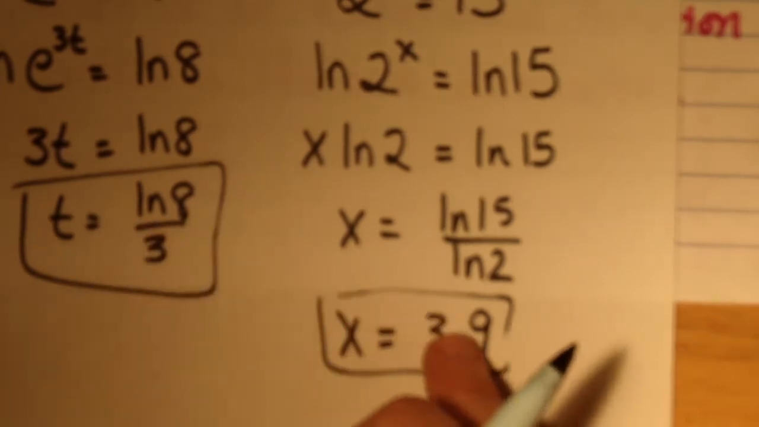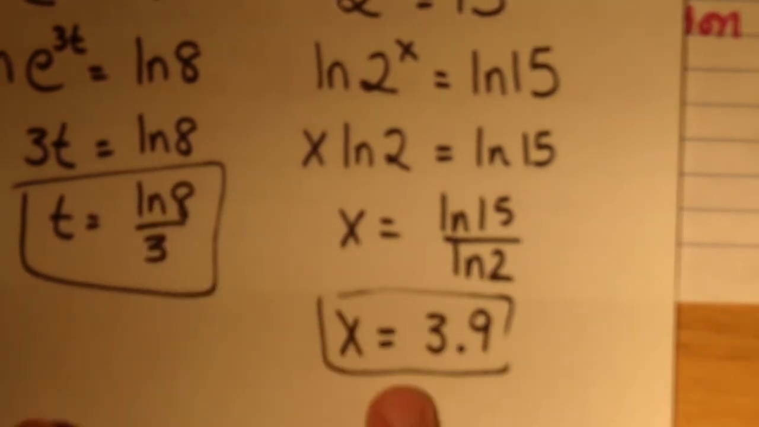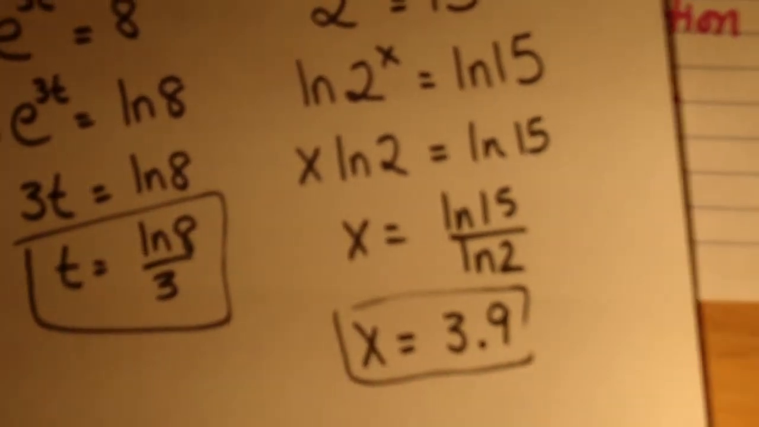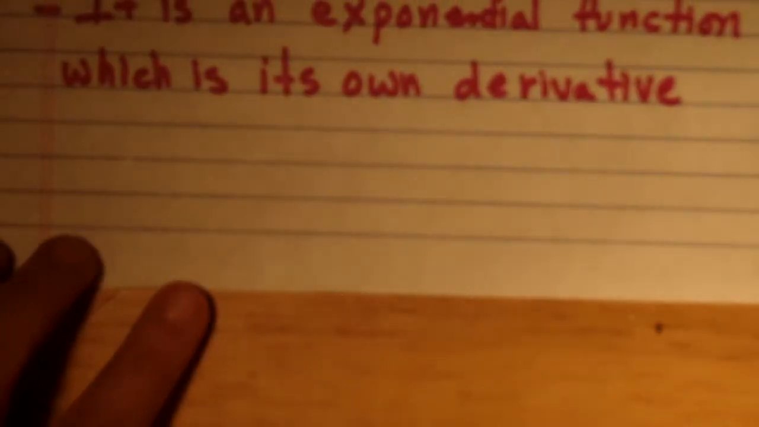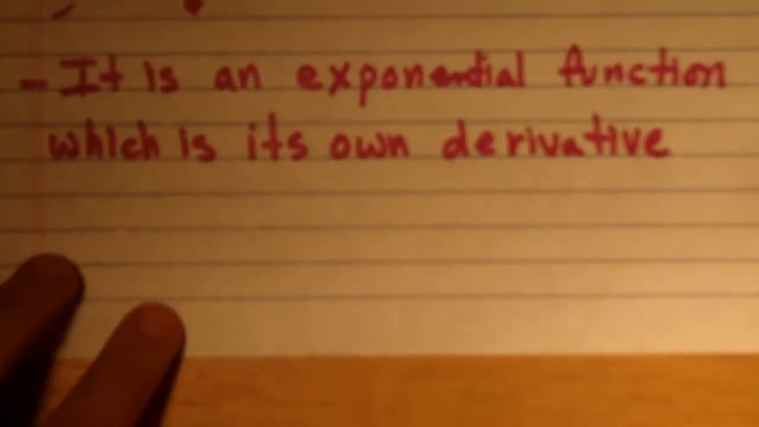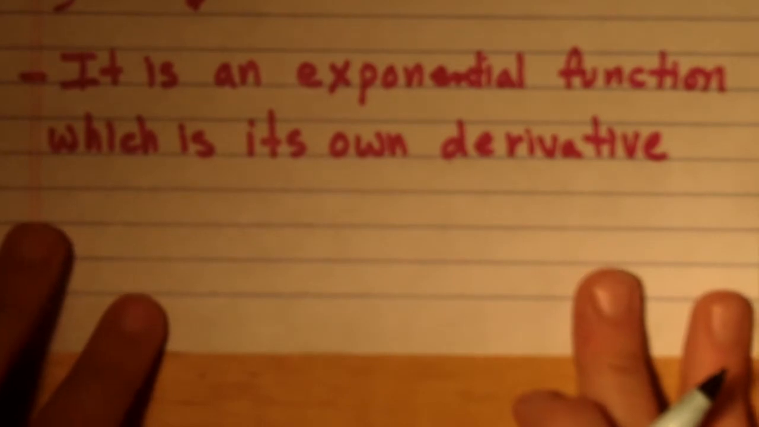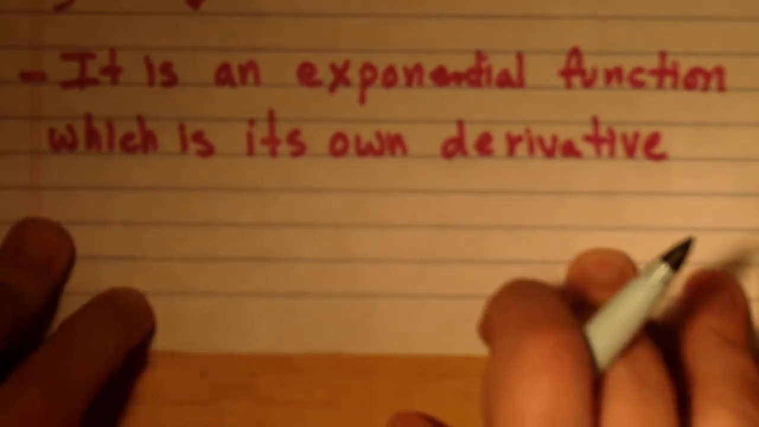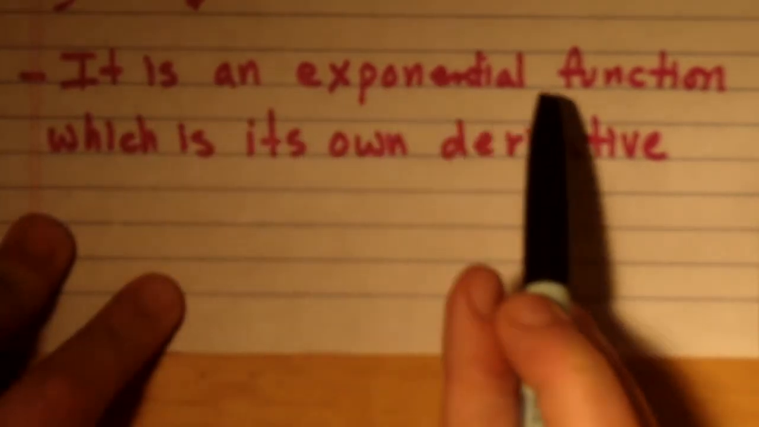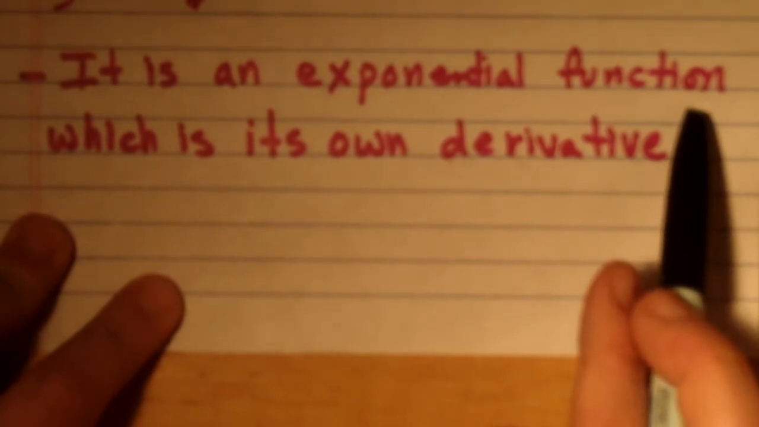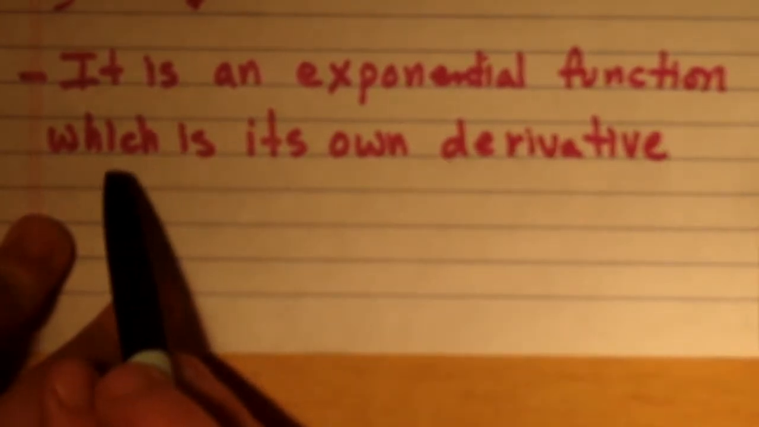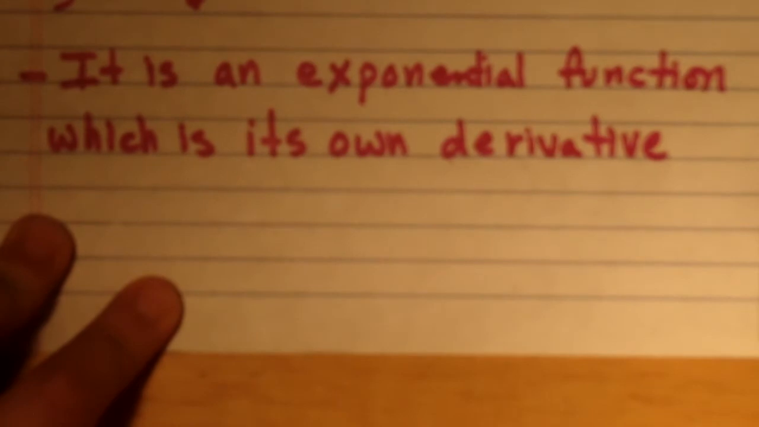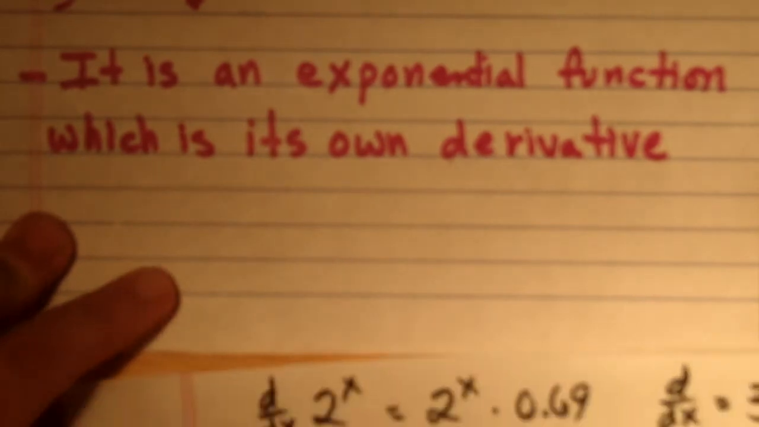All right, so this is how we would use e in natural log. And again, I think you did do problems like these at some point in your pre-calculus work or high school work. But something else that we saw with e is it is an exponential function. And when we talked about what's so special about this number 2.7, we were able to conclude that it's an exponential function, which is its own derivative.